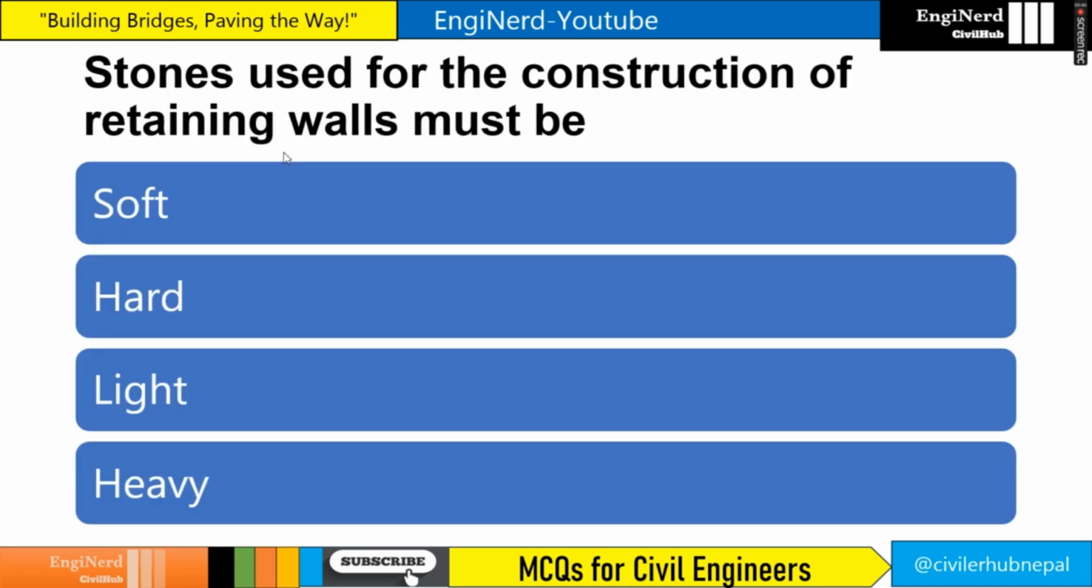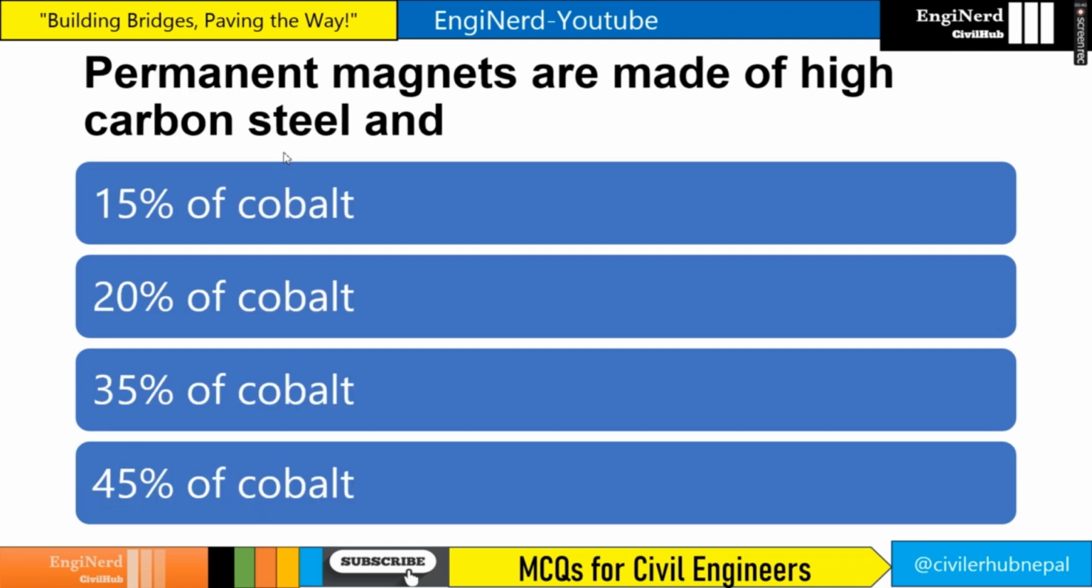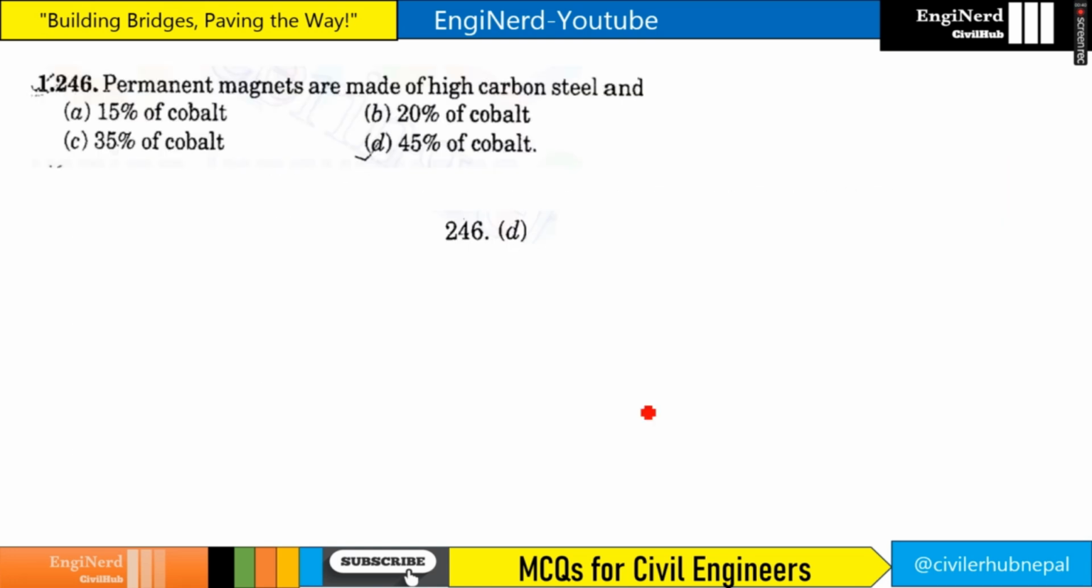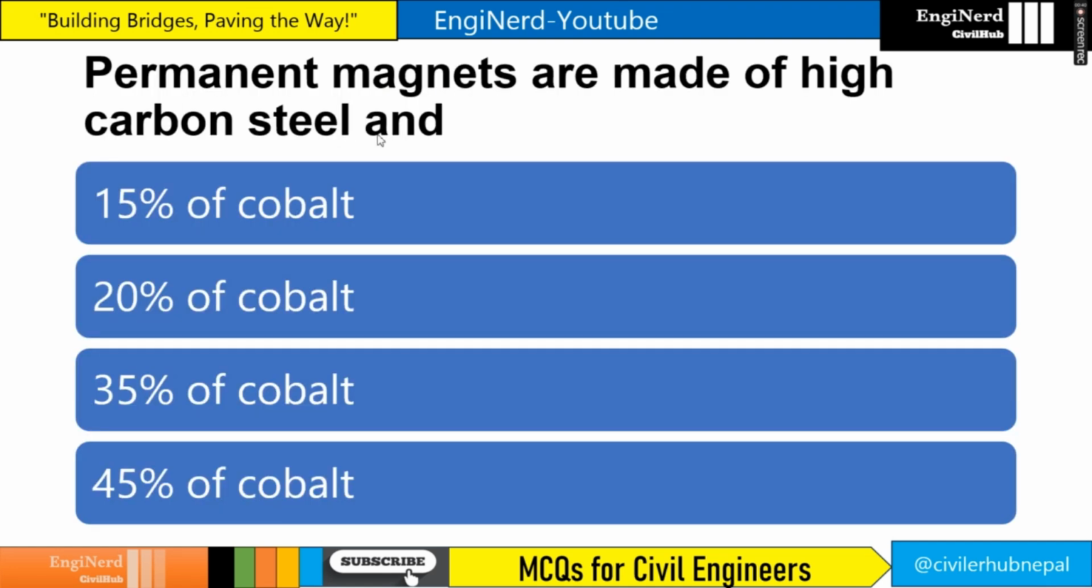Stones used for the construction of retaining walls must be heavy, right? Permanent magnets are made of high carbon steel and what? Oh, so if you see here in the books, it is given as 35% of cobalt in two different books. But if you see the book of Agor, it is given as 45% of cobalt, right? So it's up to you what you will take. But considering the examination, they will follow the objective book. So better take 45% of cobalt, and I think if you follow the book, it will be 35%.